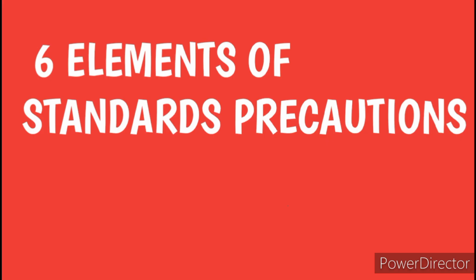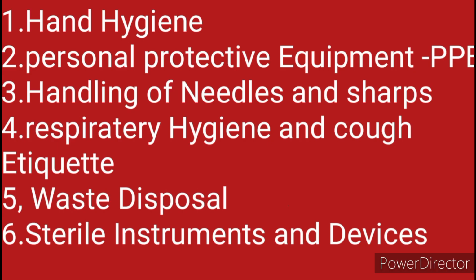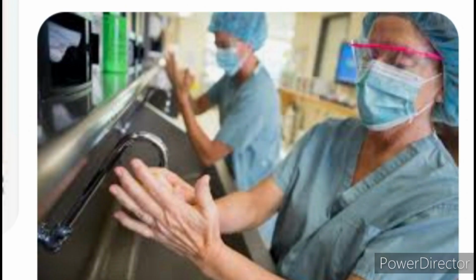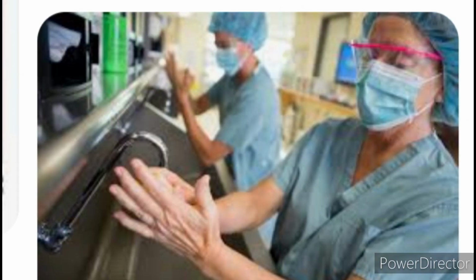The six elements of standard precautions are: hand hygiene, personal protective equipment, handling of needles and sharps, respiratory hygiene and cough etiquette, waste disposal, and sterile instruments and devices that are used in hospitals. I am explaining all six elements. First one is hand hygiene.